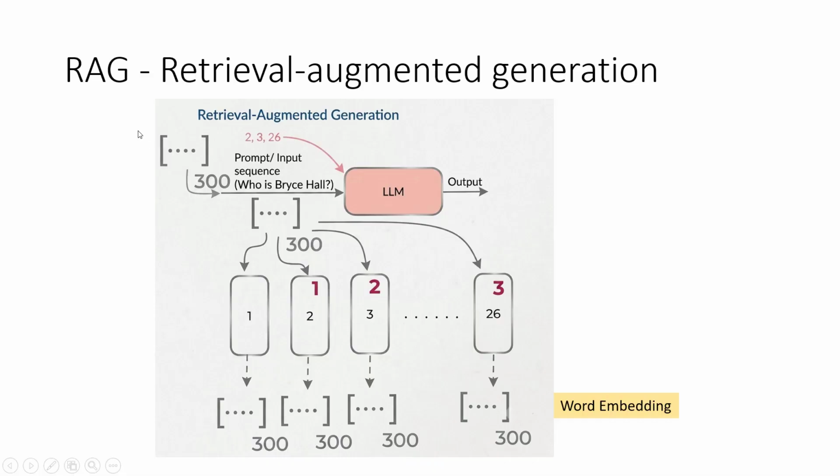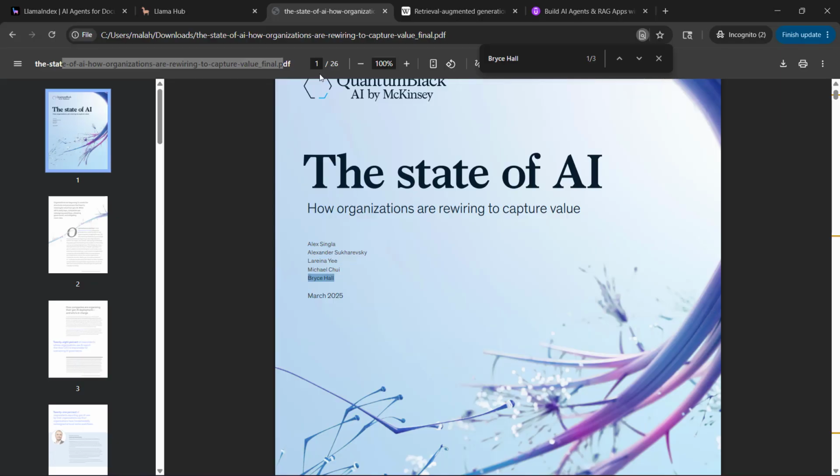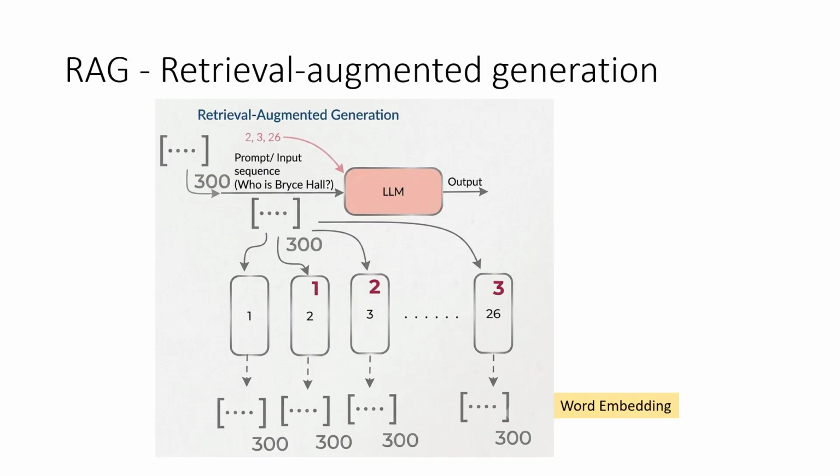And to resolve this issue, they introduced RAG, Retrieval-Augmented Generation. The concept of RAG is when we send a prompt or input sequence, that is, who is Bryce Hall, to the LLM. In our example, our PDF has 26 pages, right? So we convert the text on each page into higher dimensional vectors. Let's assume we convert each page into 300 dimensional vectors. So we have 300 dimensional vectors for each of these 26 pages.